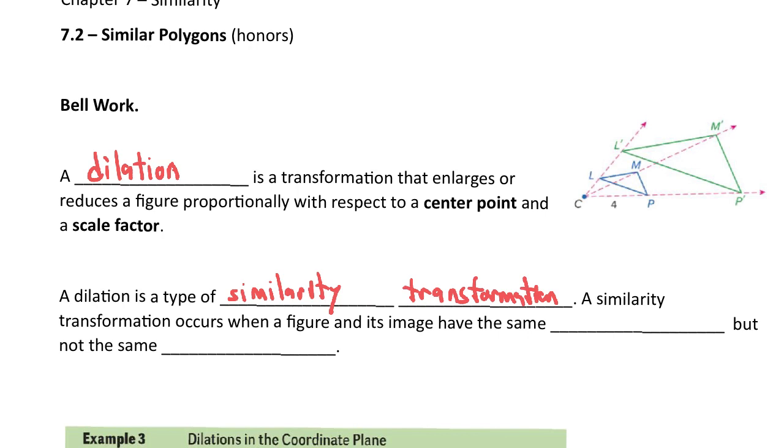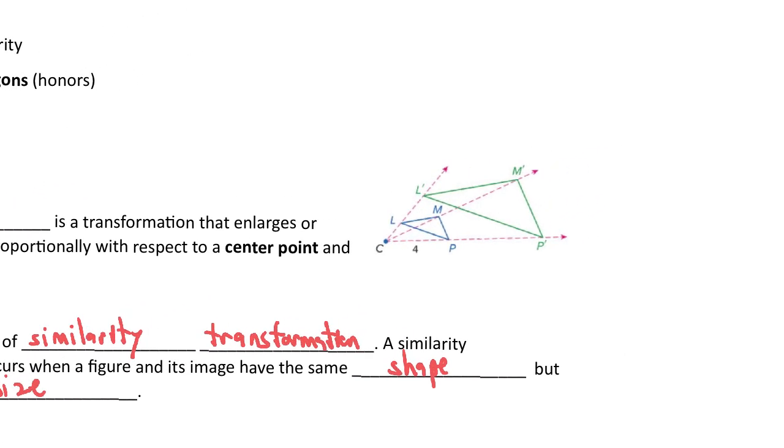A similarity transformation occurs when a figure and its image have the same blank, but not the same blank. Have the same shape, but not the same size. All right, let's look at the picture together, shall we?